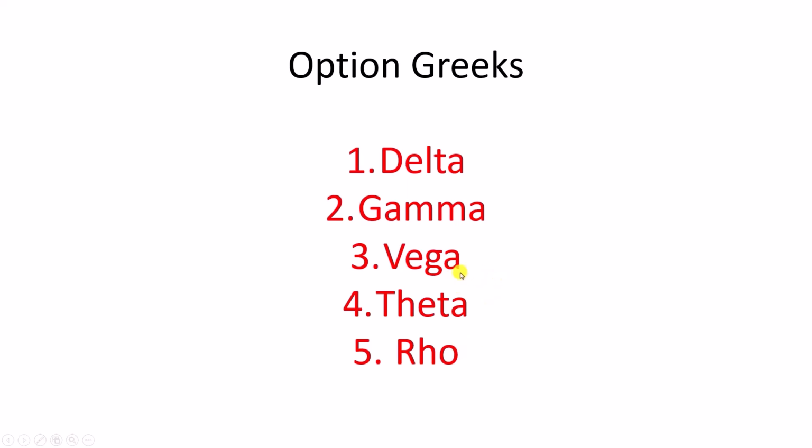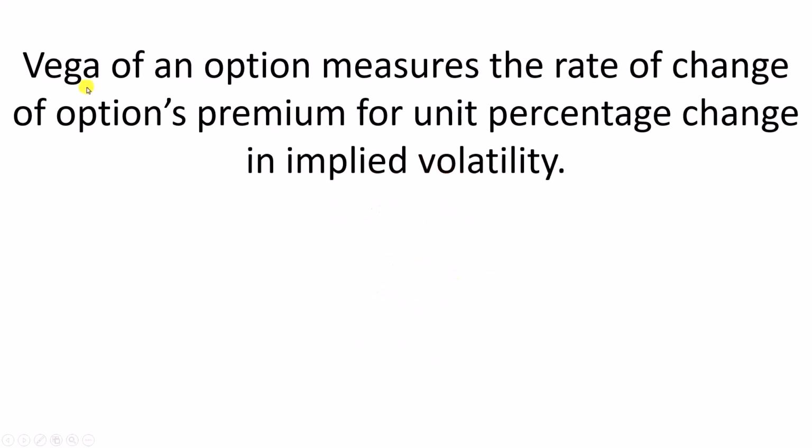Now what is Vega? We will try to understand this. Vega of an option measures the rate of change of options premium for unit percentage change in implied volatility. So this is the definition. Now, let me first explain what volatility is and then explain what implied volatility is and then explain how Vega is used to calculate the premium.